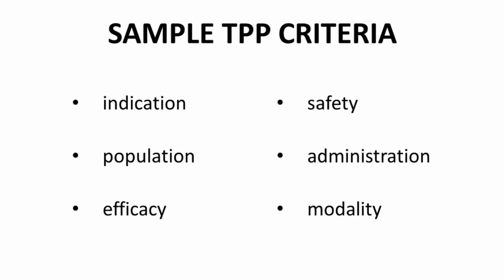A TPP is a living document, and criteria for a molecule will be refined as a compound advances from discovery and into clinical trials. The profiles in a TPP ensure that a new drug program is focusing on relevant outcomes.